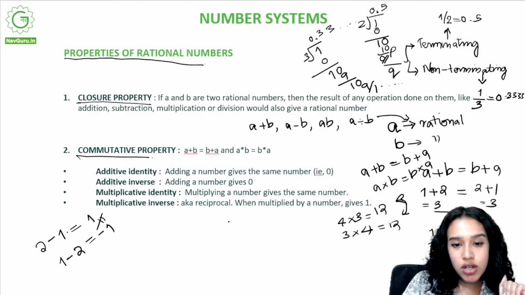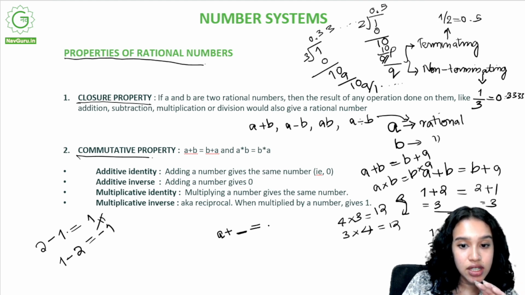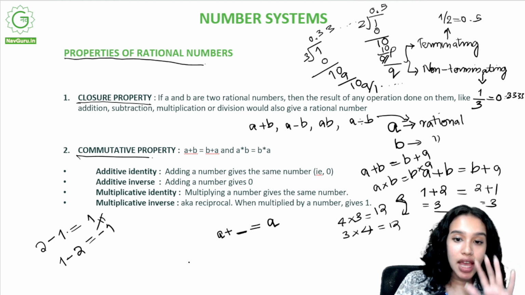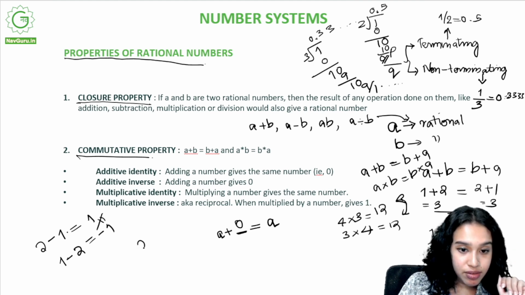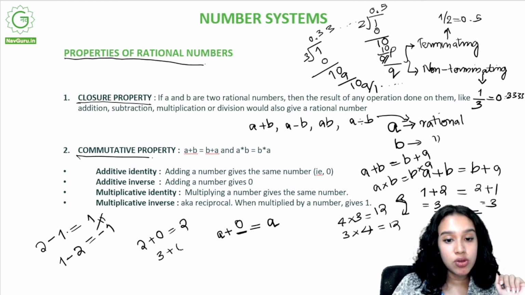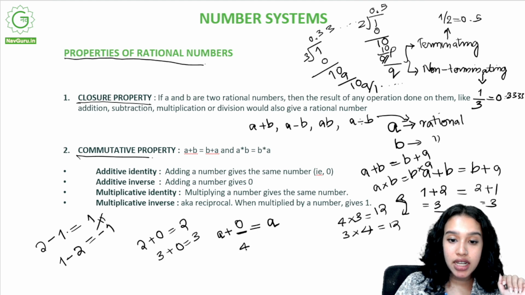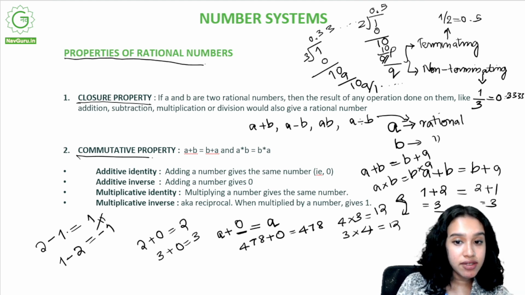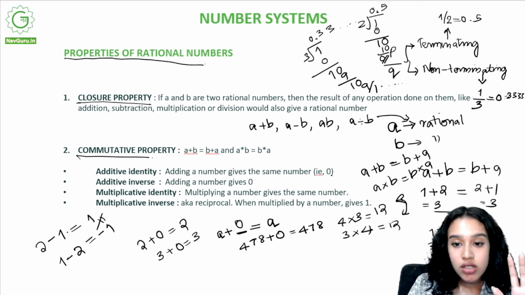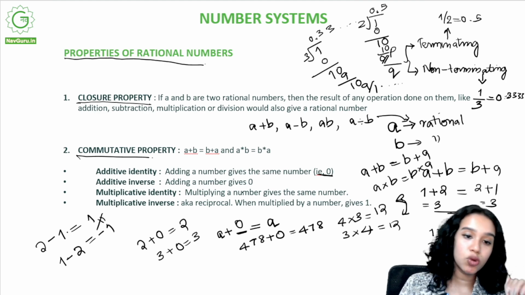The additive identity of a number says that if I'm adding a number to this thing, this additive identity, we get the same number. And what is that number? It's 0. That is, if I'm adding 0 to 2, we get 2. If I'm adding 3 to 0, we get 3. If I'm adding 478 to 0, we get 478. So adding a number to the additive identity gives the same number. So here the additive identity is 0.